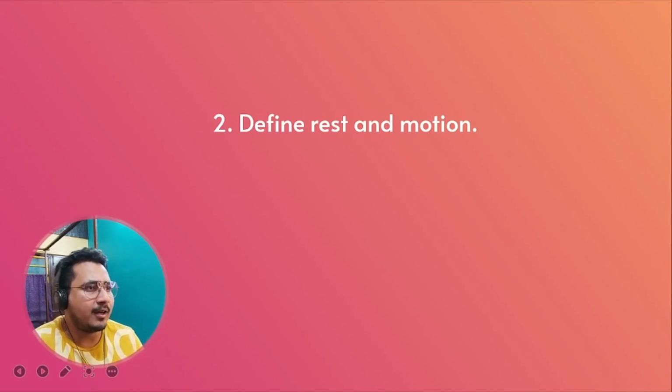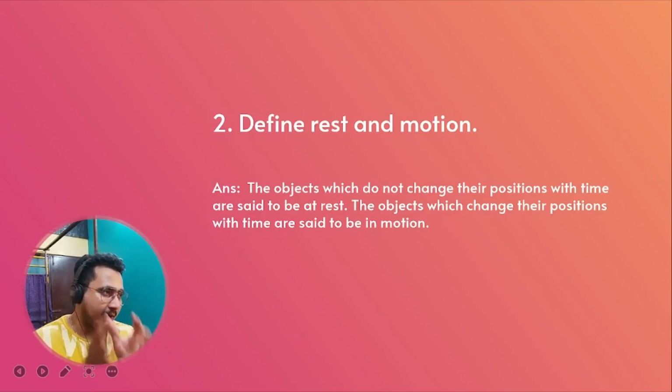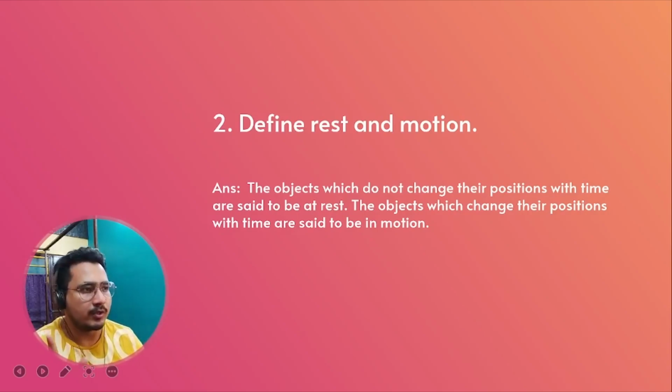So that's actually a law of observable physics. The objects which do not change position with time are said to be at rest. The objects which change position with time are said to be in motion. We're actually measuring the state in terms of time, whether with time they are moving or not moving. That is the actual difference between these two.